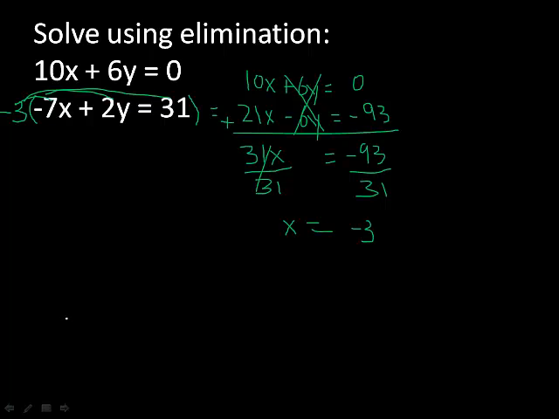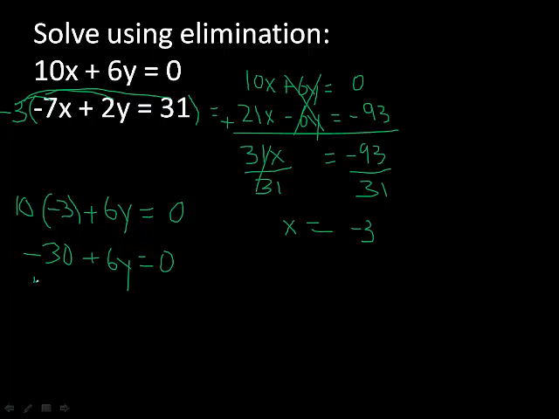Now I need my y value, so I go back to the beginning and I get to choose either of the equations. I actually could use this third one that I created, but the numbers are very large and I don't want to deal with big numbers. So I'm going to go back to the top equation, 10x plus 6y equals 0, and I'm going to plug in my value for x. So 10 times negative 3 plus 6y equals 0. 10 times negative 3 is negative 30 plus 6y equals 0.